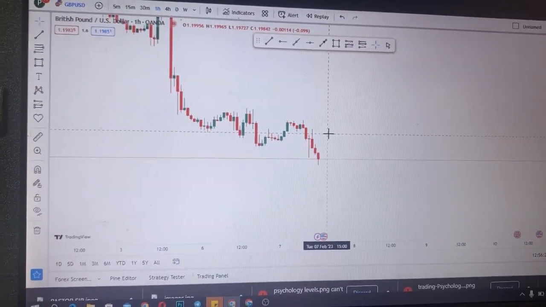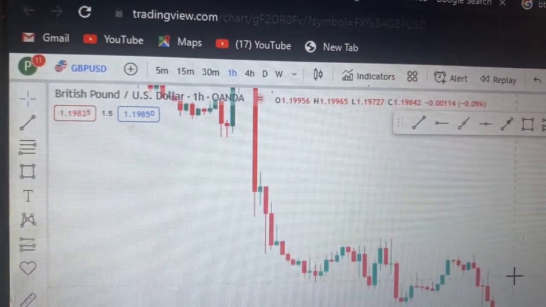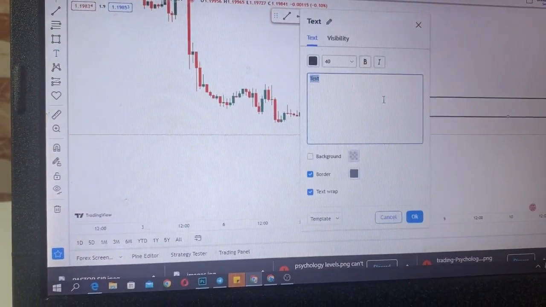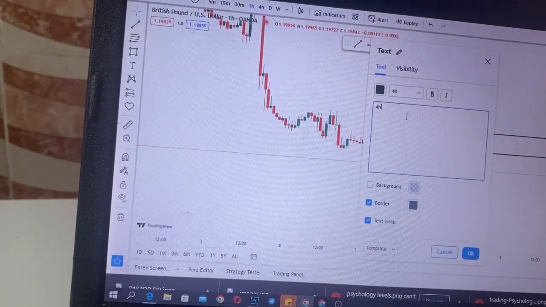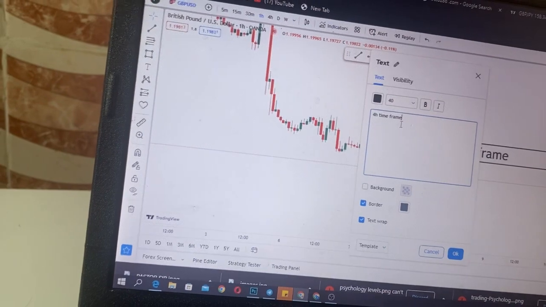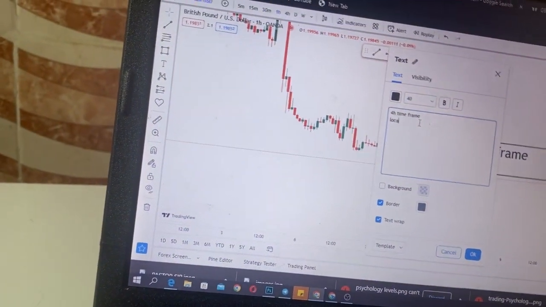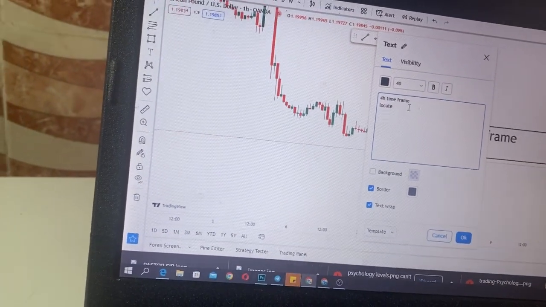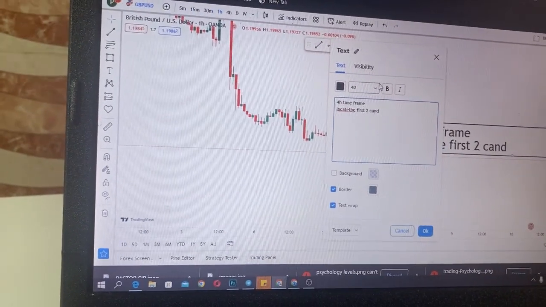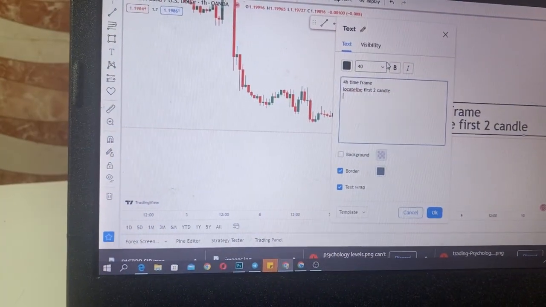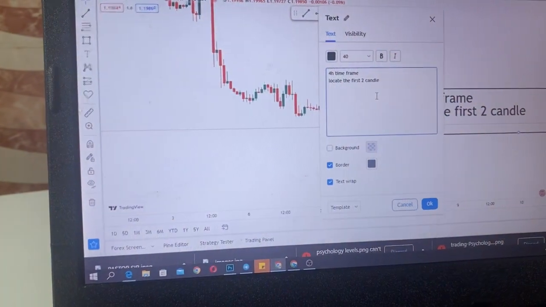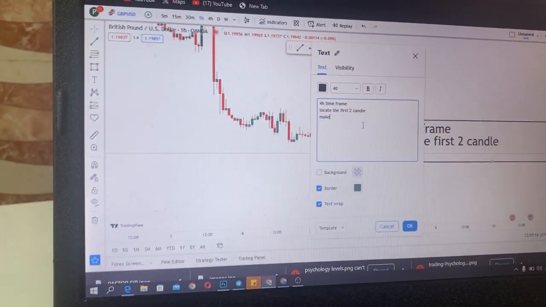So guys, the four things that you have to put in place to get the high and low of the week working for you perfectly on GBPUSD, that's my chart, GBPUSD. The four things are: one, let me write them out. The 4 hour time frame. Two, you locate the first two candles. Three, you mark the high and low.